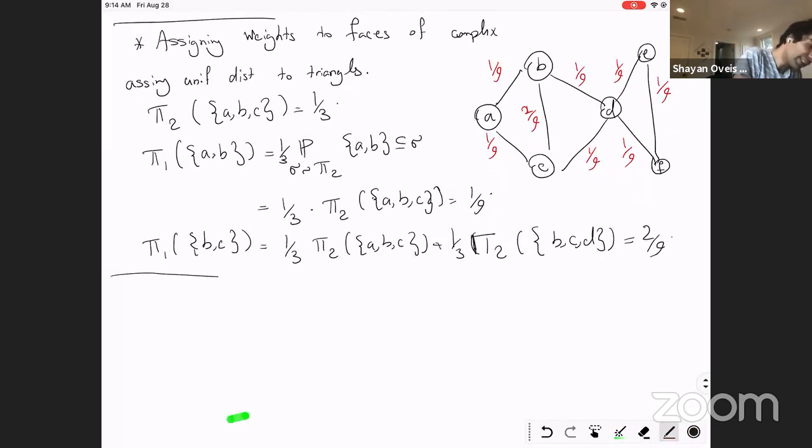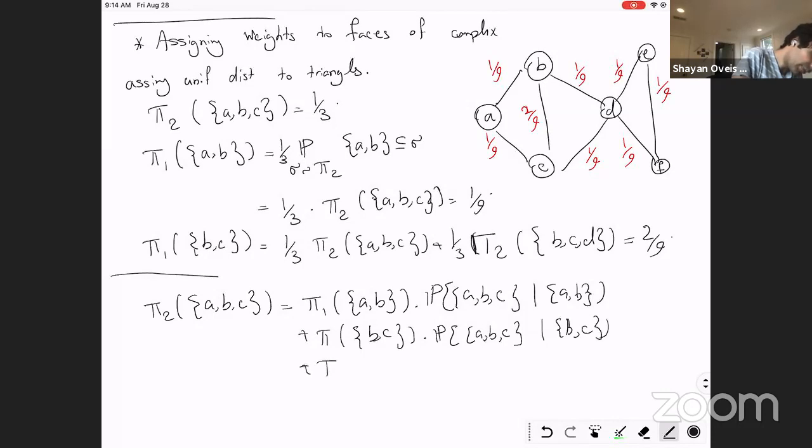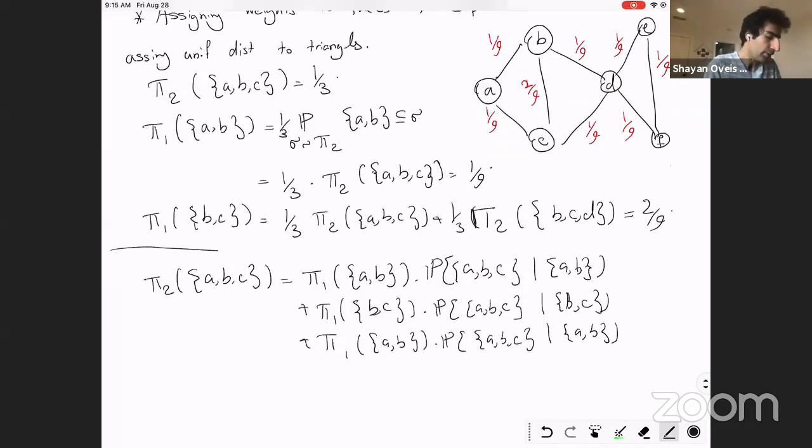I'm saying basically this. Let's look at this triangle ABC. Pi2 of ABC is equal to pi1 of AB times the probability of ABC conditioned on AB, plus pi1 of BC times the probability of ABC conditioned on BC, plus pi1 of the other guy, AC, times the probability of ABC conditioned on AC. Okay, now let's rewrite this down.